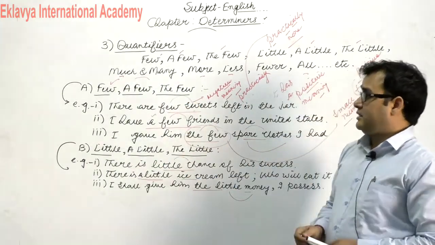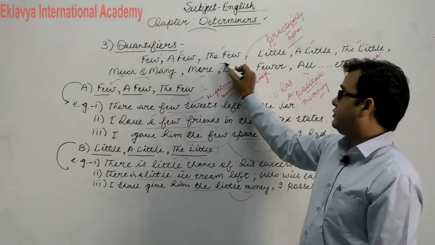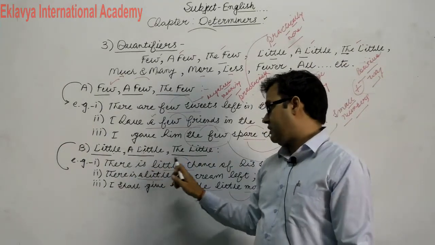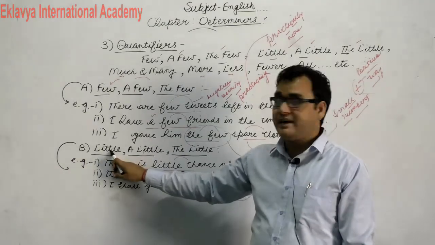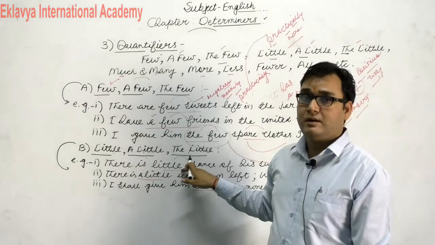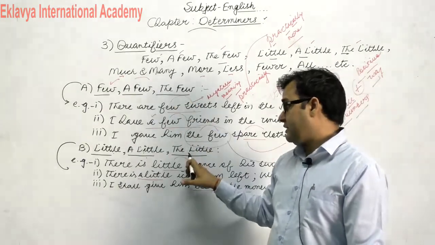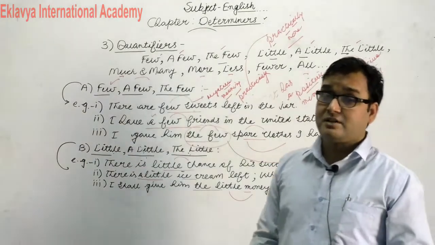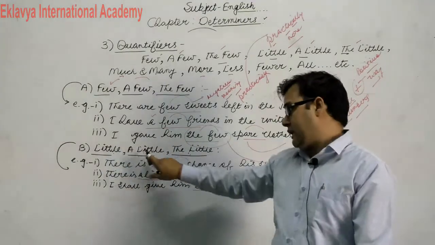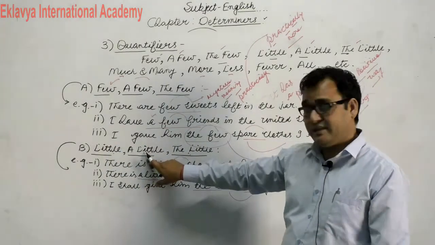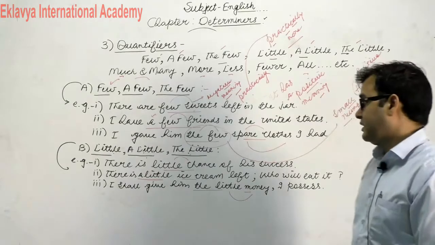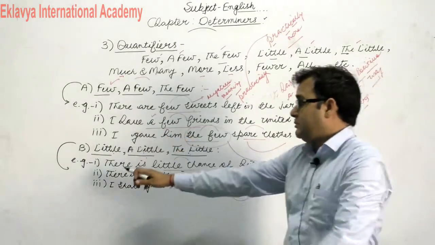And next, point number B, we have in quantifiers: little, a little and the little. Negative meaning, practically none. Positive meaning, and the little speaks about small numbers. Few speaks about numbers, and little speaks about small quantity. When we say little, it speaks about quantity, not numbers, students. So little has a negative meaning, practically none. A little speaks about a positive meaning, something remains. The little refers to quantity. Let's have example number 1.